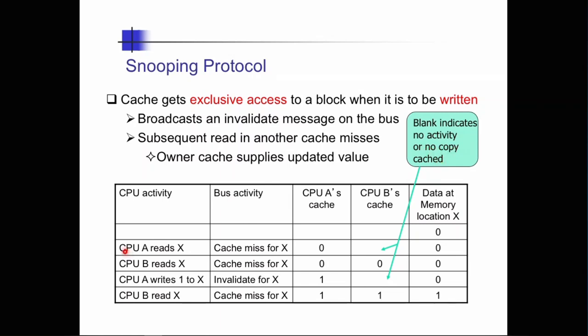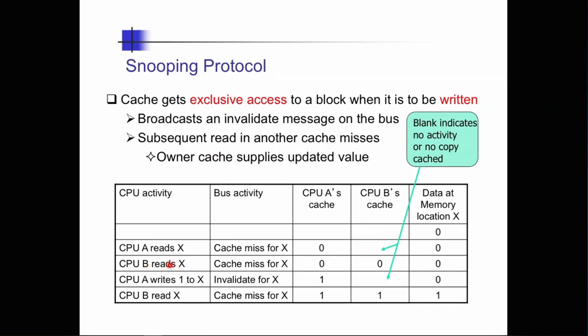So the first CPU activity is CPU A reads X. When CPU A reads X, we are going to have a cache miss in the private cache of A for X. So we are going to have to fetch it from memory. Right now we have initialized the data at location X to be 0. So we fetch that into the cache of CPU A, and that changes to 0. CPU B, no activity over there, or no copy cached there, and we didn't do any writing, so memory location X remains unchanged at 0. Next, we have CPU B reading X, the same location.